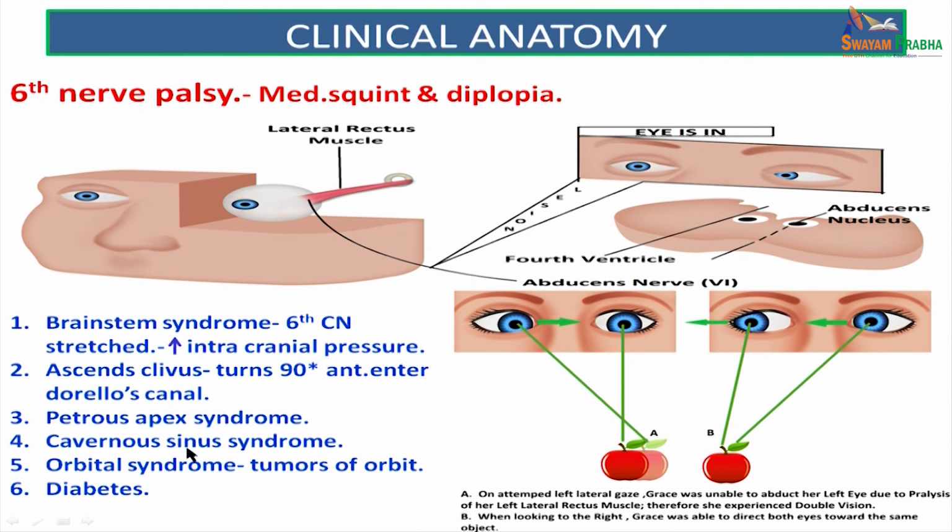Since it is within the cavernous sinus, if there is any pathology with the cavernous sinus, this sixth cranial nerve can get compressed. And in the orbital syndromes, when there are any tumors in the orbit, the sixth cranial nerve can get compressed, along with trauma. And of course, diabetes and hypertension also lead to damage to the sixth cranial nerve. So, when the nerve is damaged, the eyes are seen in the sixth nerve palsy, which represents the medial squint along with double vision.